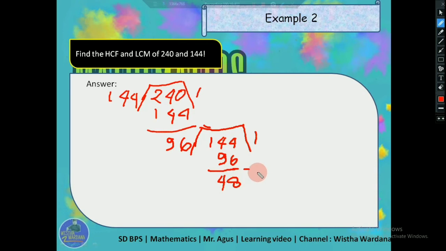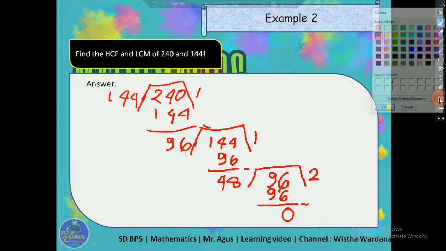After that, we have to continue this process until you get the remainder 0. So, the last remainder we have is 48, and this is not 0 yet. So, you have to make the last remainder the divisor now, and the last divisor the dividend. So, 96 divided by 48, and the answer is 2, because 2 times 48 equal to 96. And then we have the remainder 0 now.